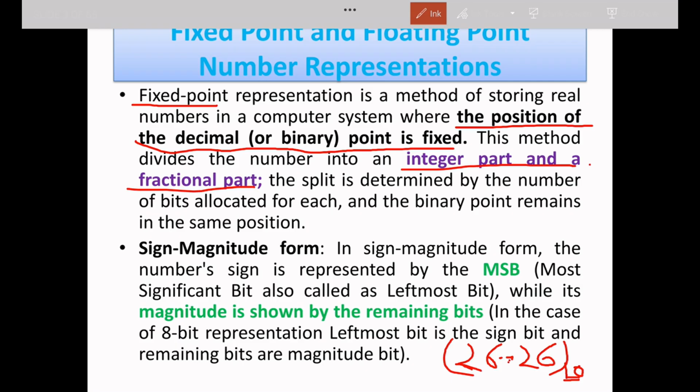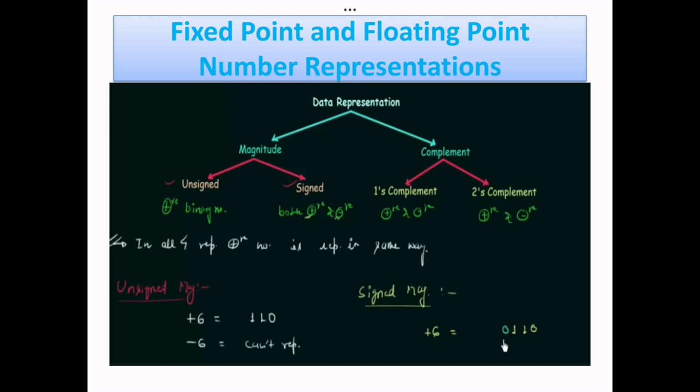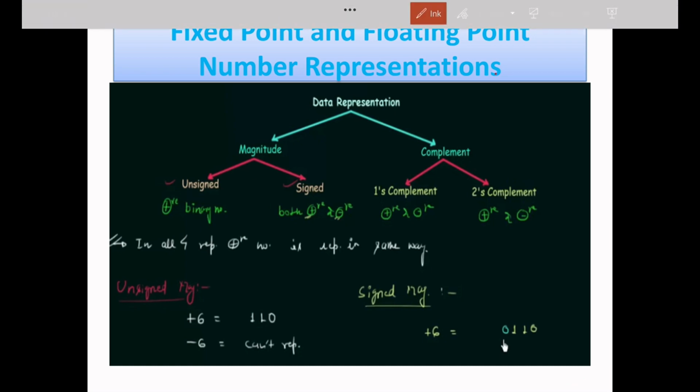So we are discussing sign magnitude. In sign magnitude, we will discuss the MSB. We will show all the examples one by one. This is the first data representation. There are two kinds: magnitude and complement. In magnitude there is unsigned and signed, and in complement there is first complement and second complement. The representation of a positive number is always the same. Only the representation of negative numbers we will discuss.